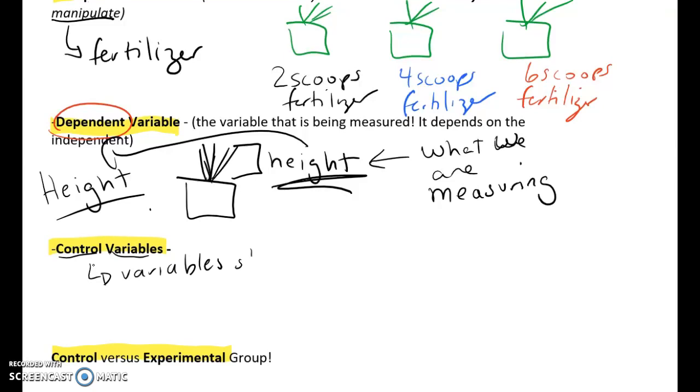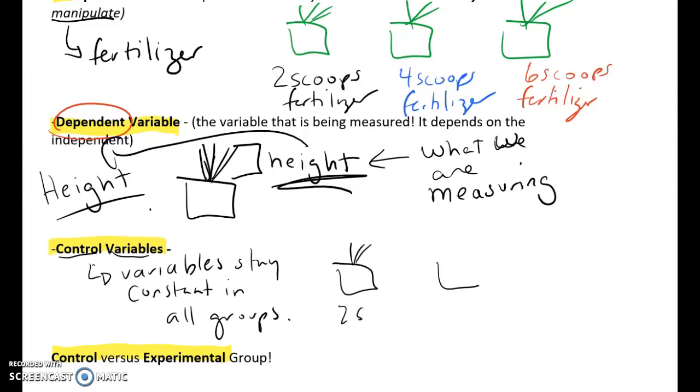Variables stay constant in all groups. In other words, in our plant with 2 scoops, in our plant with 4 scoops, in our plant with 6 scoops, we will have some variables in there that we want to keep the same. Well, what do we want to keep the same? Basically, if we have a correct experiment, we keep everything the same except for the fertilizer, okay? Everything else should be the same. We only want to manipulate one variable so that we know that it was fertilizer that caused the plant to grow well, not the water or the sun.